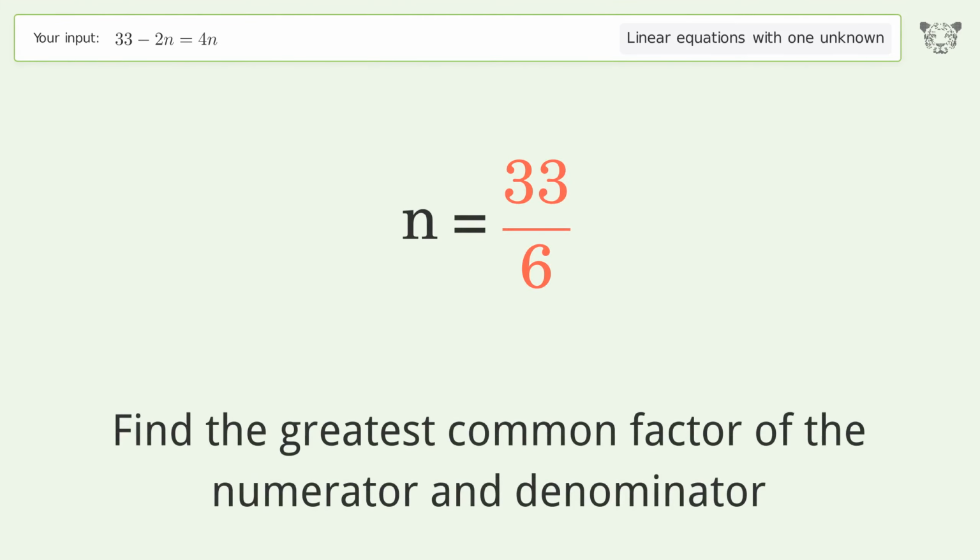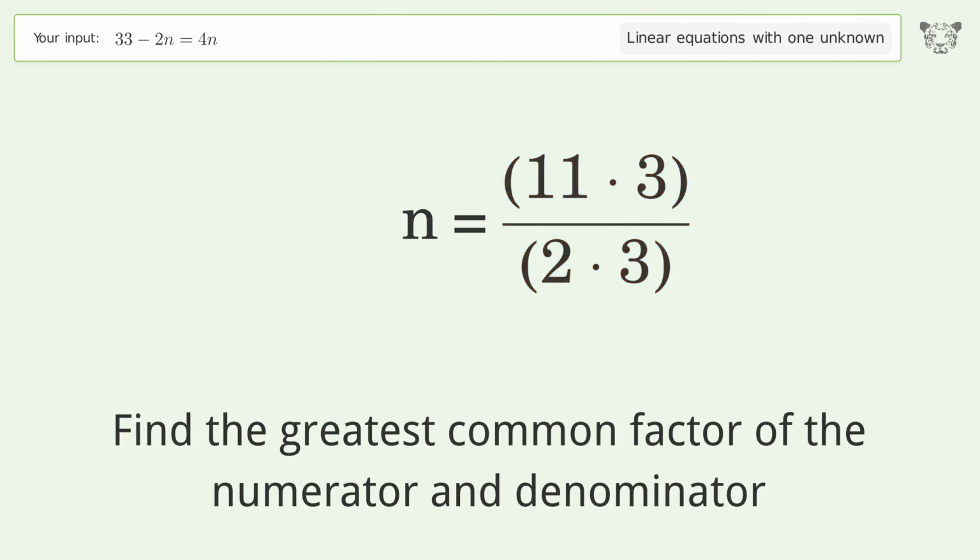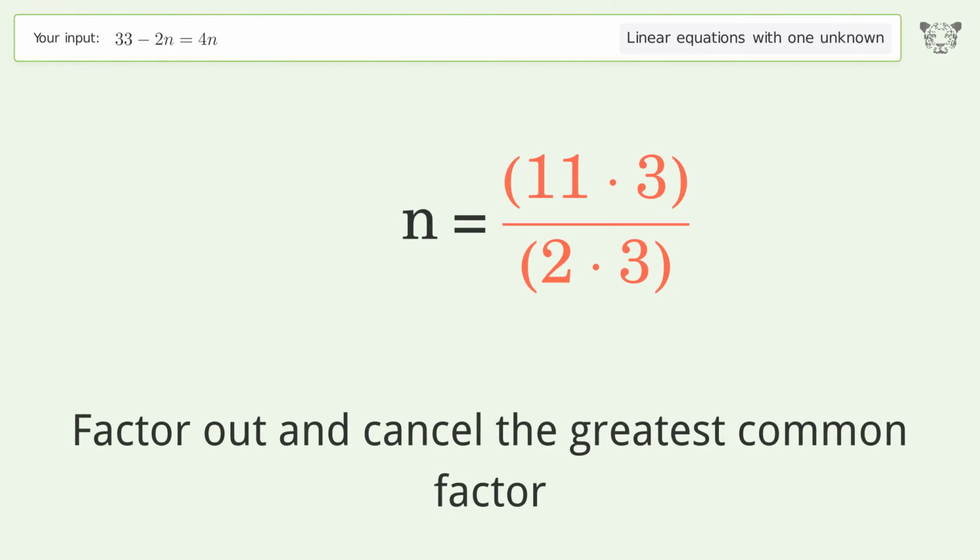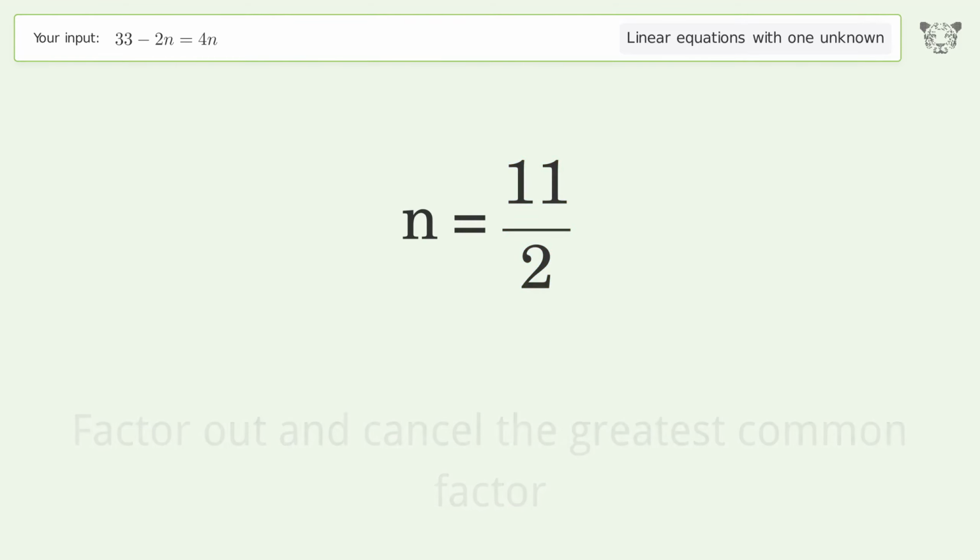Find the greatest common factor of the numerator and denominator. Factor out and cancel the greatest common factor. And so the final result is n equals 11/2.